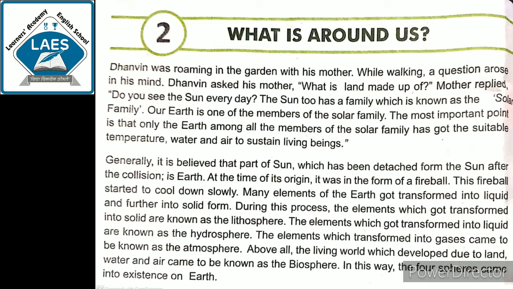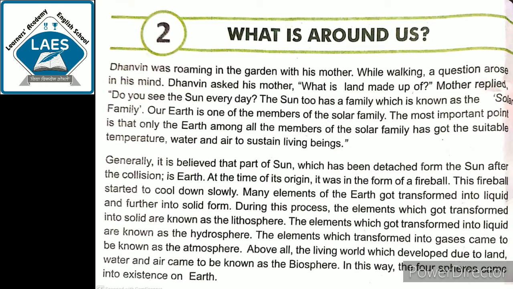Now I will begin with chapter number 2. What is around us? हमारे आसपास क्या है? One day, Darwin was roaming in the garden with his mother. While walking, one question arose in his mind. He asked his mother, What is the land made up of? जो लैंड है वो कैसे बना हुआ है?